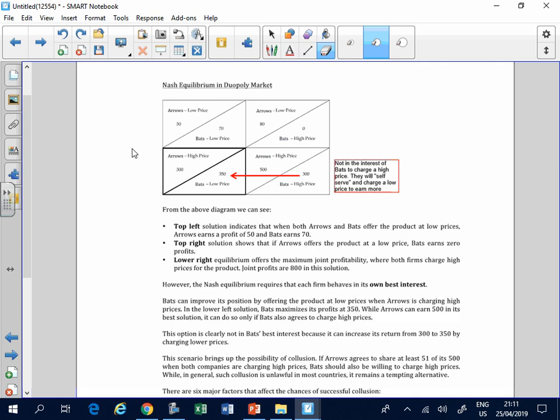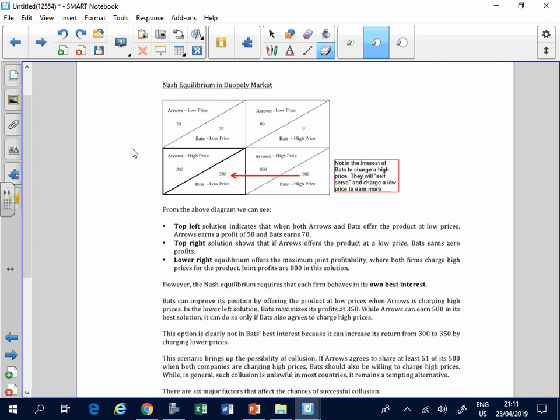Arrows and Bats. The decision is charge high price versus charge low price. This is complicated to understand when you see it for the first time. It's taken me years to let it truly sink in. But let's look at this. Let's start at the top left. If both of them charge a lower price, is there any advantage to either one of them independently to raise their price while the other one doesn't?